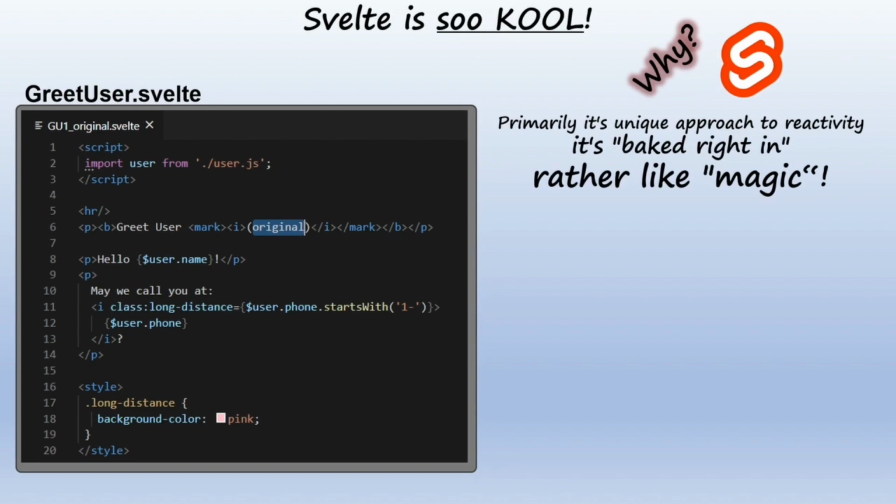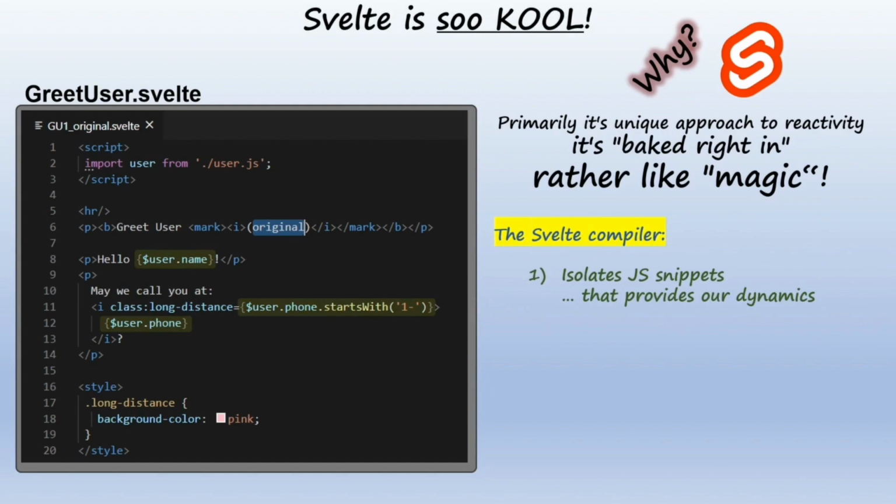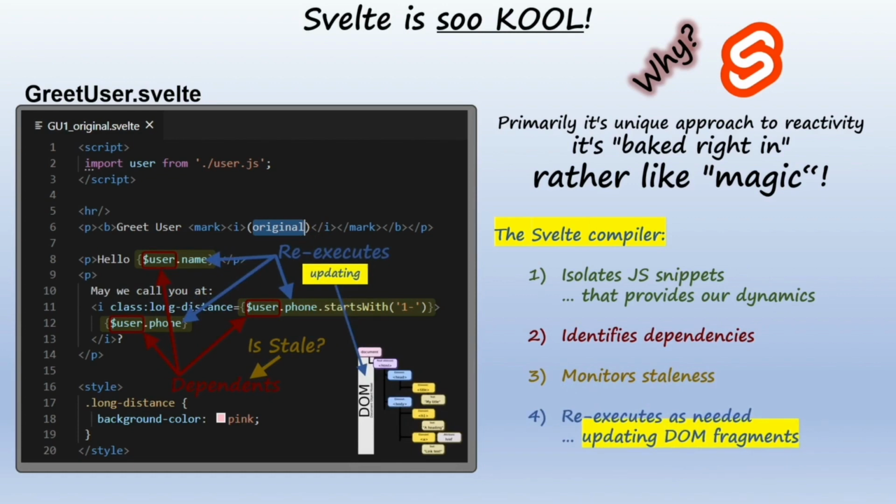I think this is accomplished by what the Svelte compiler is doing for us. It actually does the following things. It isolates the JavaScript snippets that provide our dynamics, and it determines the dependencies of each one of those snippets. It monitors those dependencies for staleness, and it re-executes these snippets whenever the dependency is stale. Ultimately, this has the effect of updating our DOM fragments. That is the Svelte compiler in a nutshell.